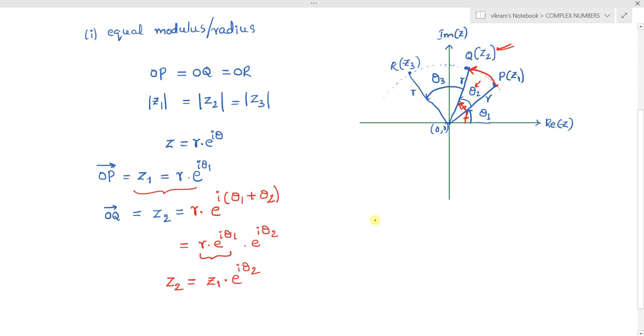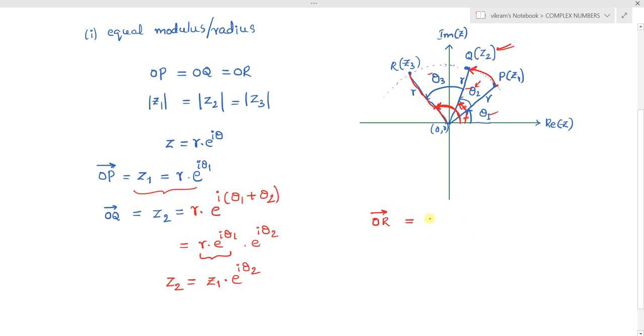Similarly we can write OR. From the origin, the positive real axis to the complex number R, the angle is totally theta 1 plus theta 2 plus theta 3. So from the positive real axis, we can write this length as r.